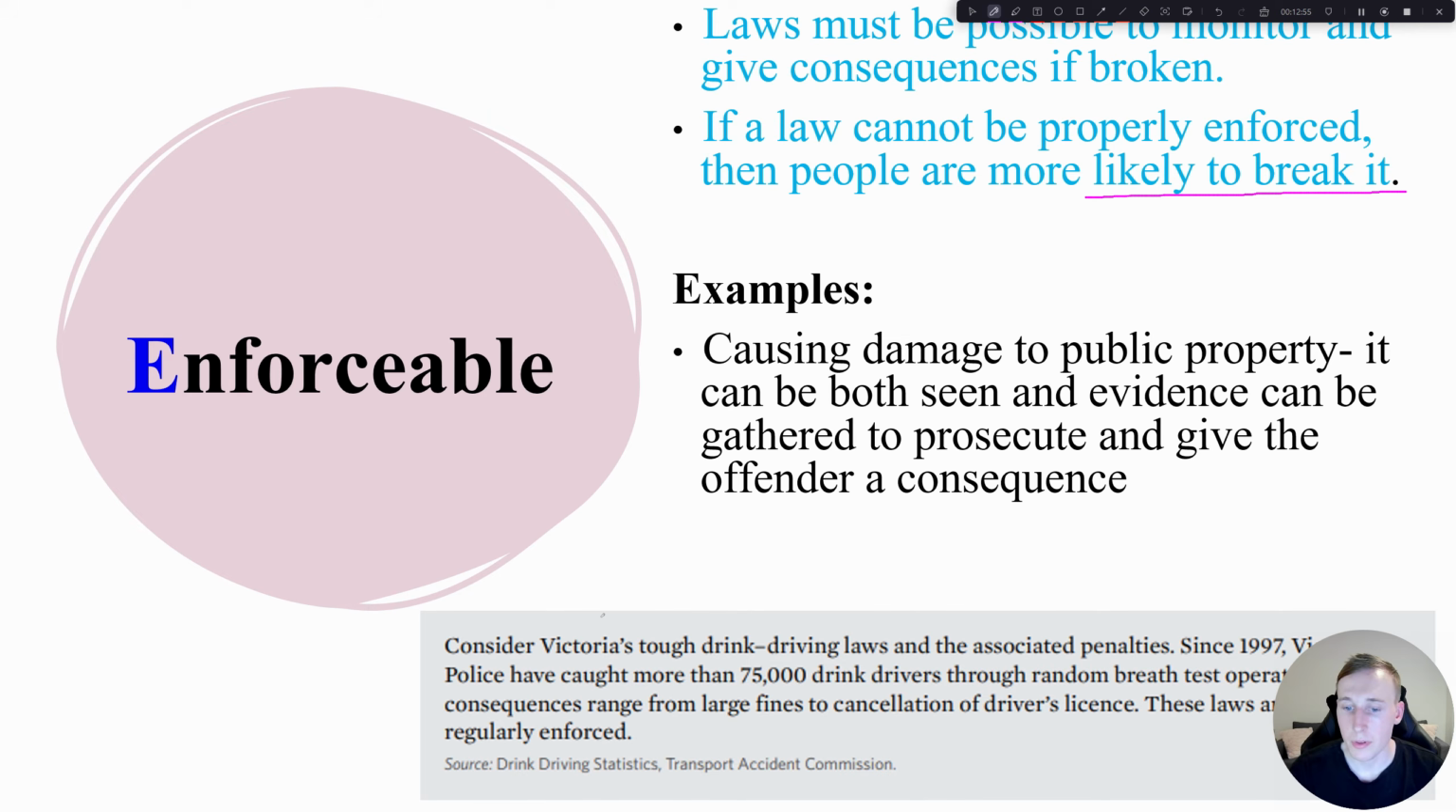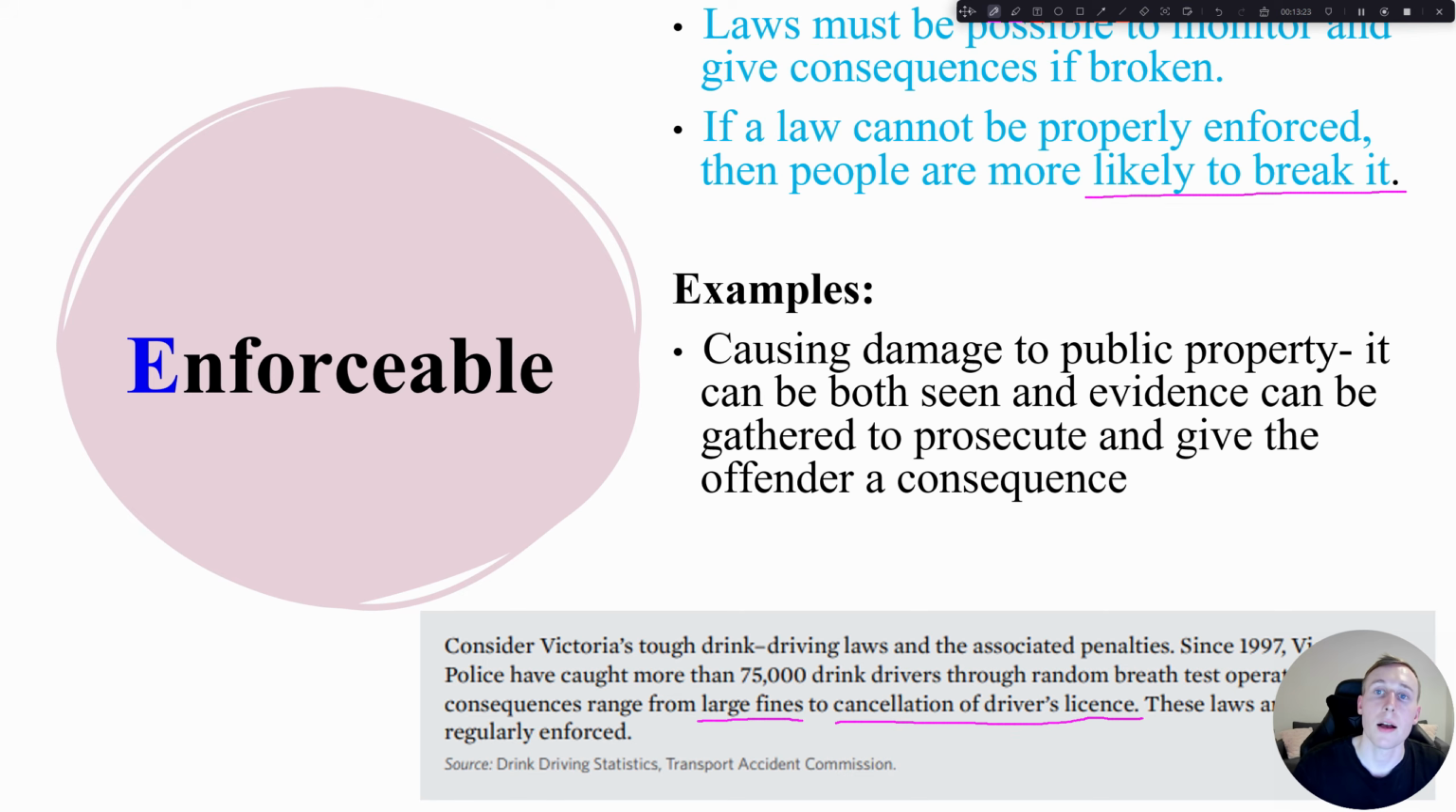What happens if you drink drive is that you face large fines and you also have a cancellation of your driver's license. So this law is very enforceable, and most people tend not to drink and drive because they understand the severe consequences associated. A lot of people use their car to get to friends' houses, family, work events, even work itself. So people generally don't want to lose their license, so they're scared to break that particular law.